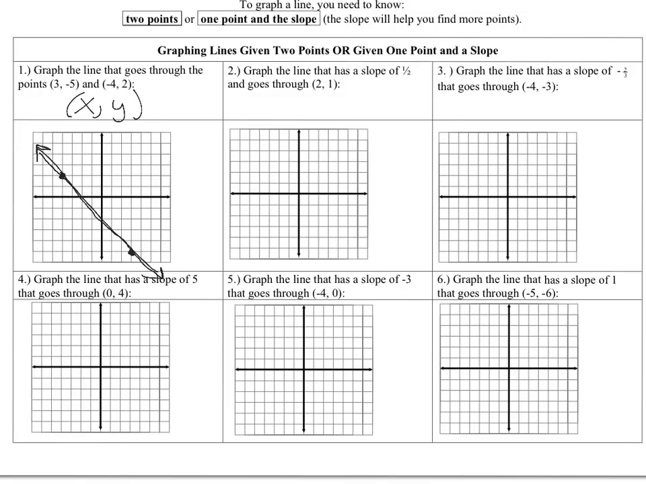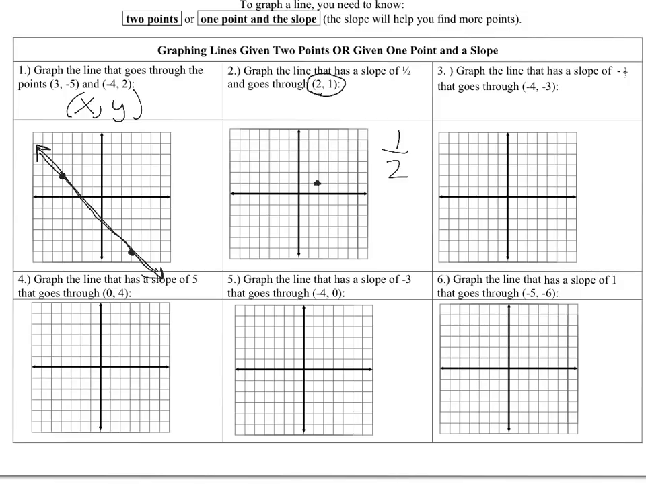So now the next one is just saying graph a line that has a slope of 1/2 and goes through (2, 1). So we know it has to go through the ordered pair (2, 1), so I need to find the ordered pair (2, 1). Remember, it goes x and then y, so I go to the right 2, up 1. And now from there, my slope of 1/2, remember, it's rise over run. So from that point, I'm going to rise 1, run 2. So from there, I'm going to go up 1 to the right 2 and put a point there.